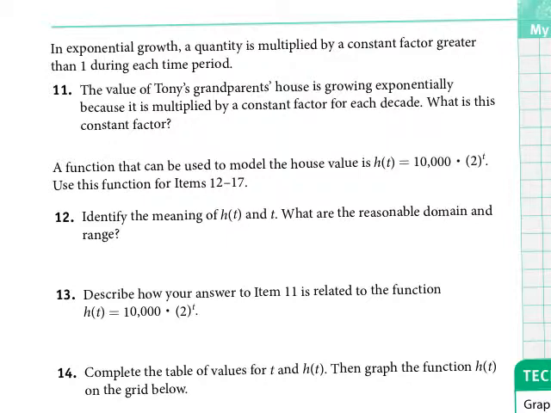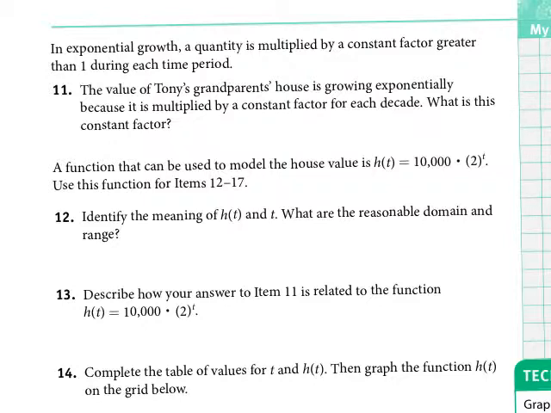Okay? So it says in number 11, the value of Tony's grandparents' house is growing exponentially because it is multiplied by a constant factor for each decade. So what is that constant factor? So talk really quick amongst your groups. What do we have to multiply the current value by every single time to get to the next decade? That's the question you're asking yourself. What is that constant factor?